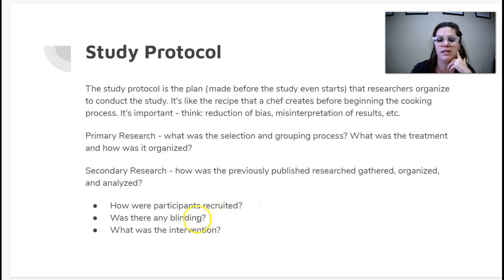Was there any blinding? You may think that this is only for experimental studies, but typically the statistician will be blinded to whatever studies that they're analyzing. So blinding from the statistician to the experimenter can also be important. And then also, what was the intervention? So with an observational study or a secondary research study, there may not be an intervention that they're actually conducting, but you can talk about the interventions that were performed in the previously published research.